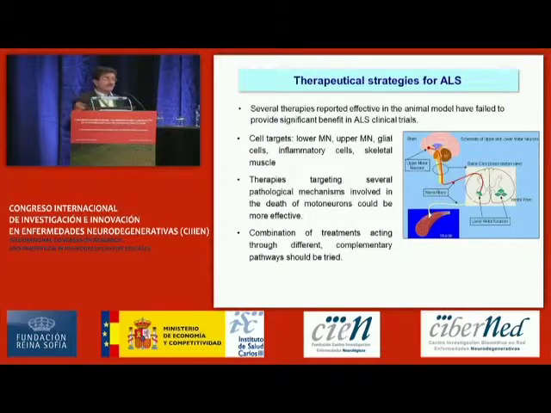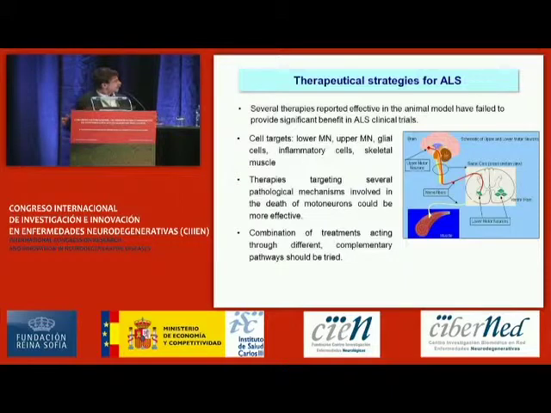Certainly there is involvement in ALS of the lower motor neurons, spinal cord and brainstem, the upper motor neuron, the brain cortex, but also the glial cells, as I mentioned, the inflammatory cells, T cells, and also the skeletal muscle has been involved. So the targets are molecularly multiple, cellularly multiple.